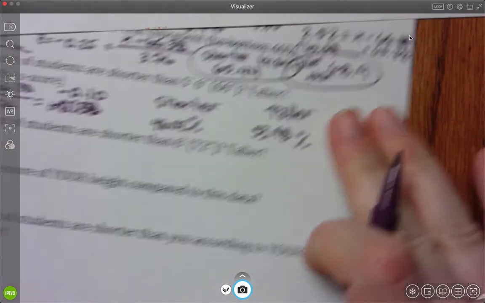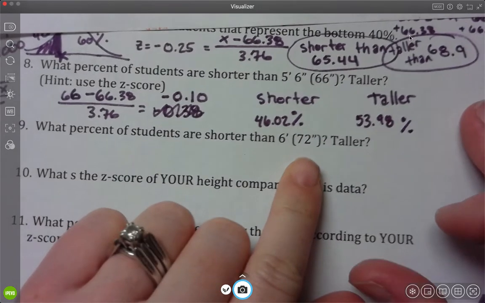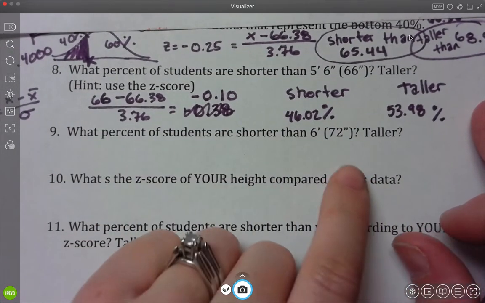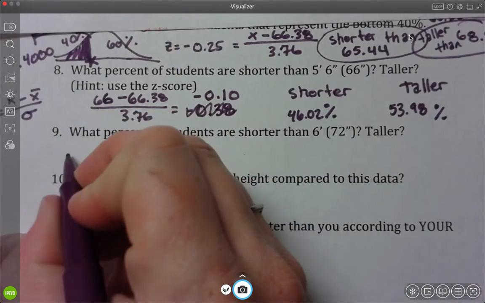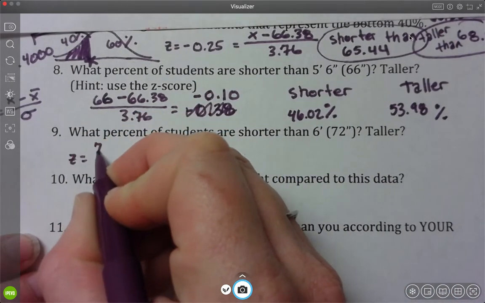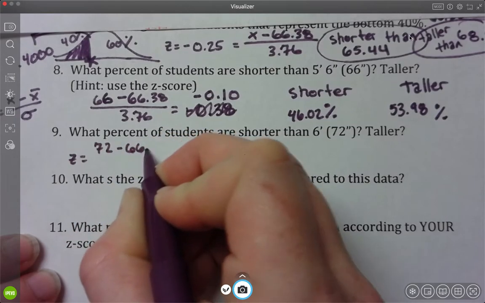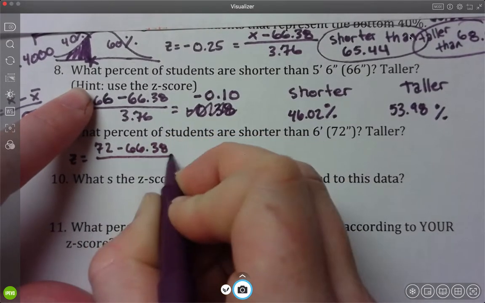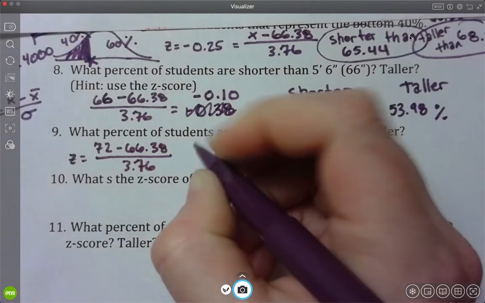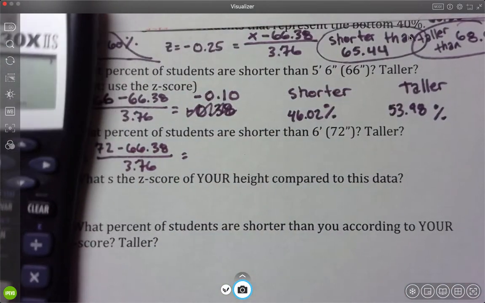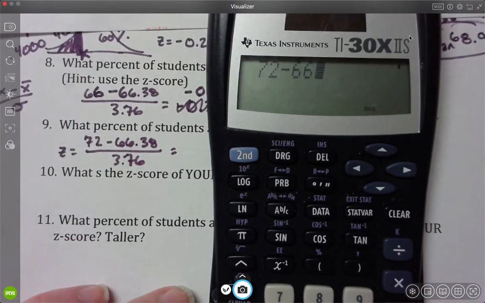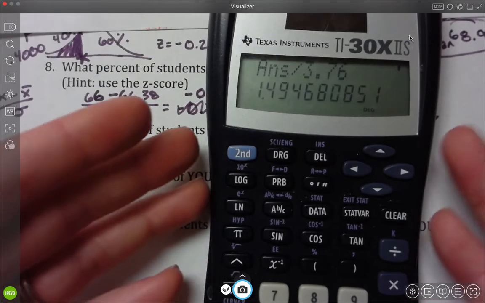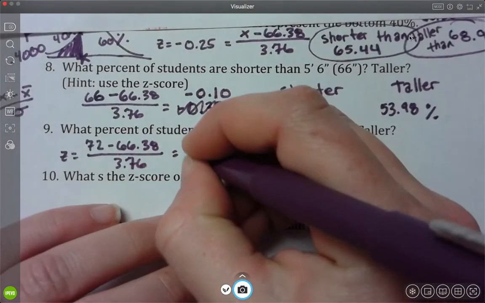Okay. All right. Now 72 inches. We're doing 6 foot now. What percent of students are shorter than 6 foot, and what percent of students are taller than 6 foot? So we need to convert that to a z-score. 72 inches minus 66.38, just like we did up here, divided by 3.76. And that's going to give me a positive z-score, a really big one. 72 minus 66.38 divided by 3.76 has a z-score of 1.49.